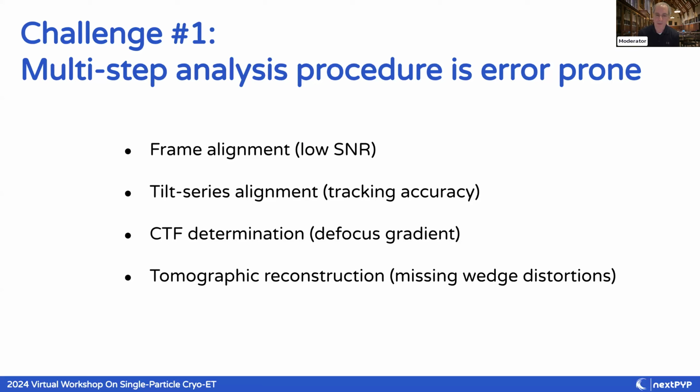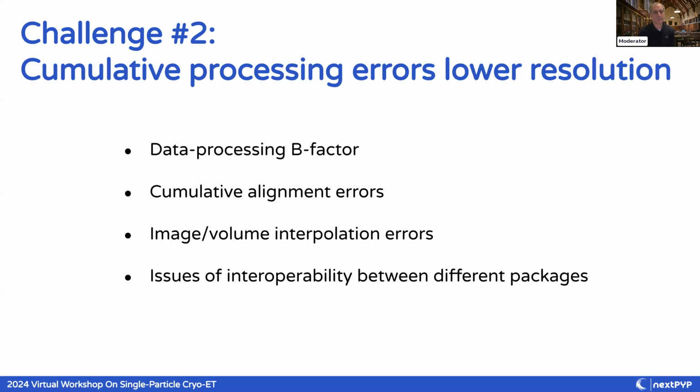And then on top of that, you have the tilt series alignment, where you need to make sure you have enough tracking accuracy during data collection to be able to align those tilt series. CTF estimation, again, requires the defocus gradient, so it's more involved than in single particle cryo-EM. So you have the lower dose and then the focus gradient, which just makes it more difficult. And then, of course, there is the tomographic reconstruction, which has distortions because of the missing wedge and so forth. So when you put all of these things together, there's a big chance that at some point things are going to go wrong. That's a big challenge in the field.